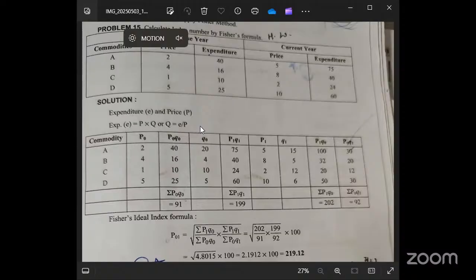What have we done? First, P0, Q0 values are given. Then P1 and Q1 values are given. Then find out what is P0 Q0, then find out P0 Q1 and P1 Q0 and P1 Q1. So first work out all these values and make the totals, and simply put them in the formula of Fisher's ideal index number.